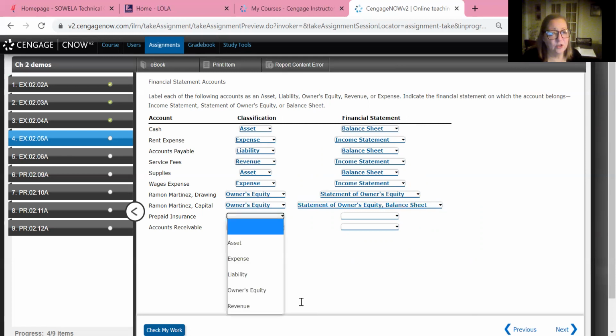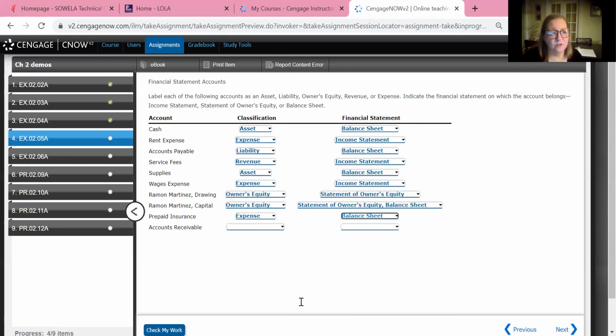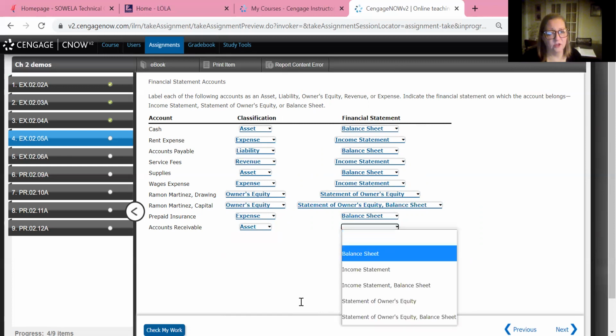The prepaid insurance is another asset account. If you see the word prepaid, it means they paid something for a future period. So that's an asset on our balance sheet. Accounts receivable is where the client owes us. That's an asset on the balance sheet also.